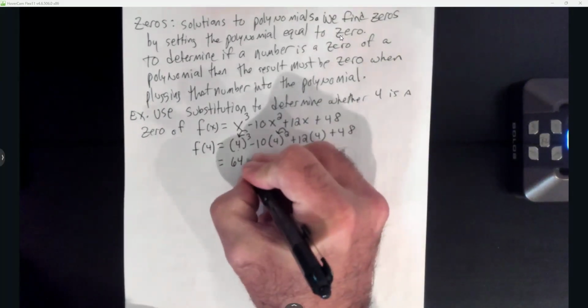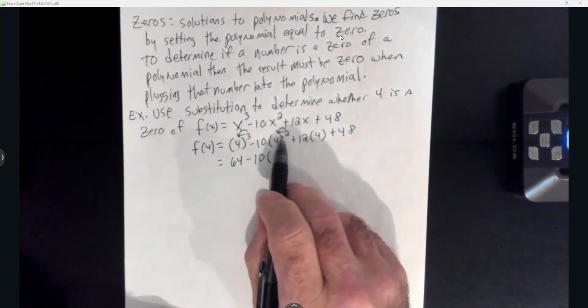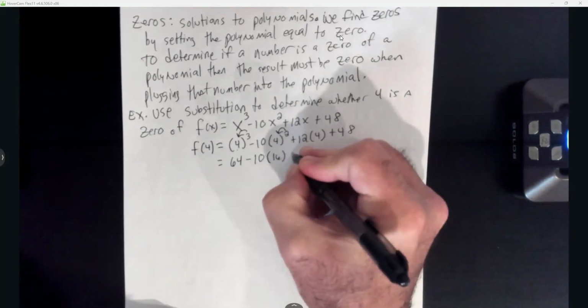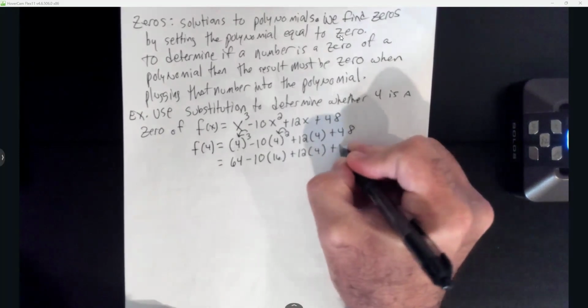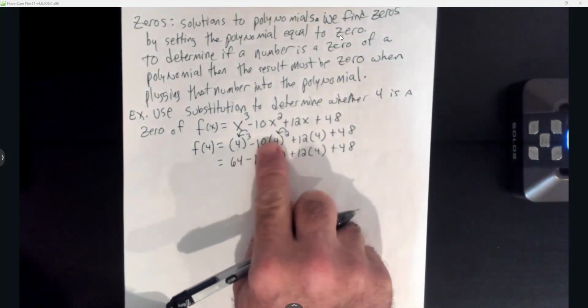And then I'll bring this down. Minus 10 times 4 squared would be 4 times 4 is 16. And then I'm just bringing everything else down. So all I did on this step was my exponents.